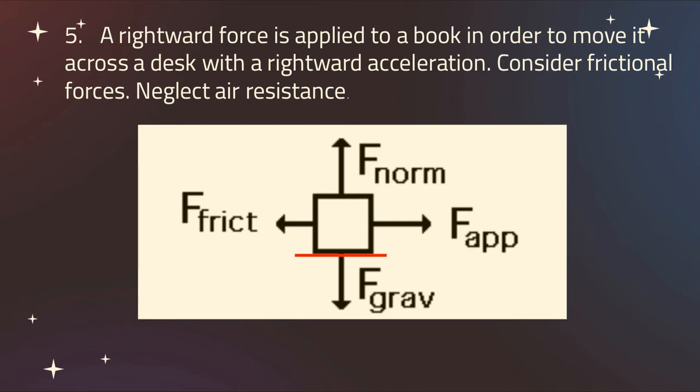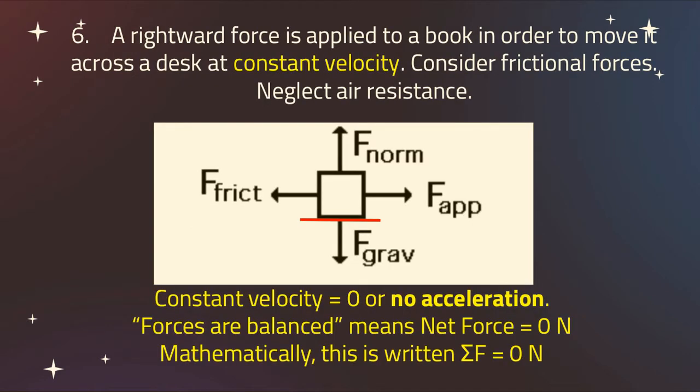Now let's compare this to number 6. Number 6 is pretty much the exact same scenario, except the only difference is that it moves across the desk with constant velocity. So when you have constant velocity, our picture changes a little bit. Constant velocity means 0 or no acceleration. Therefore, the force applied and force friction are balanced. When your forces are balanced, it means that the net force is equal to 0 newtons.